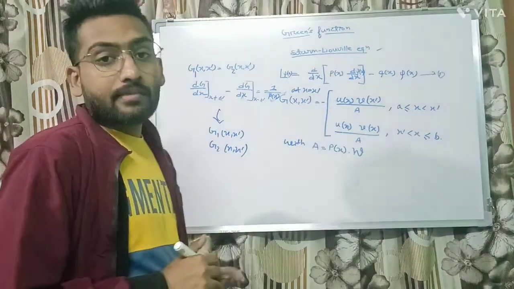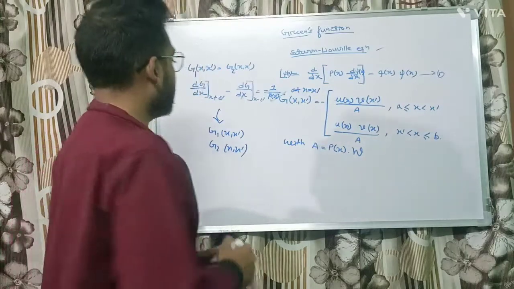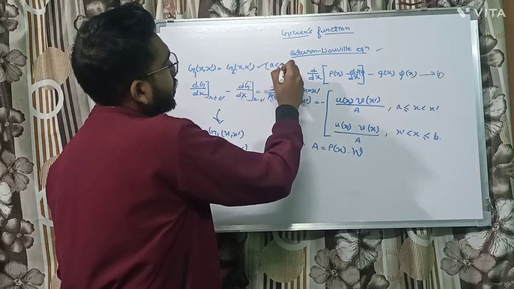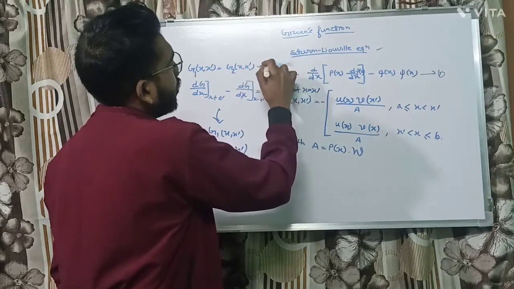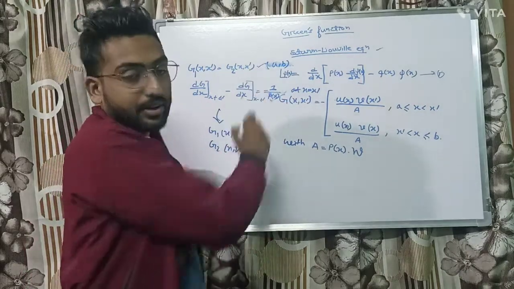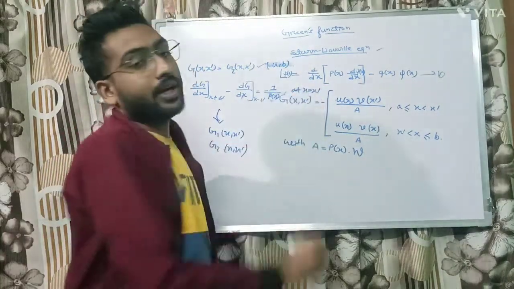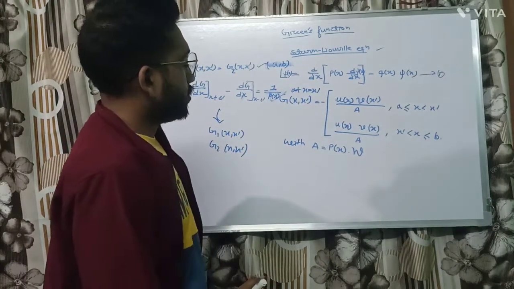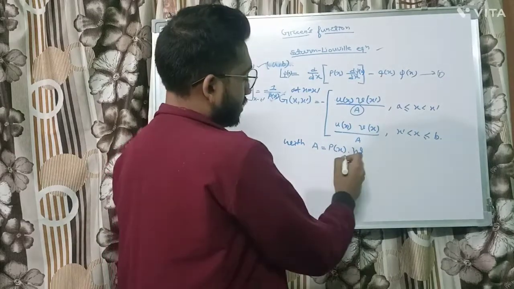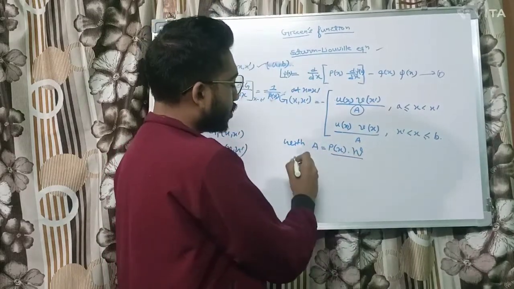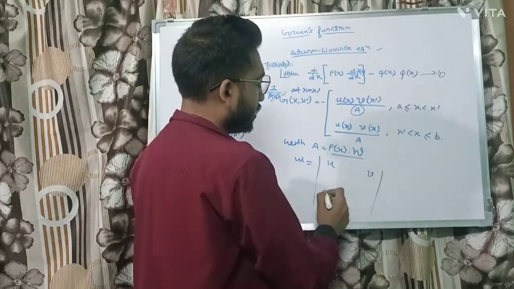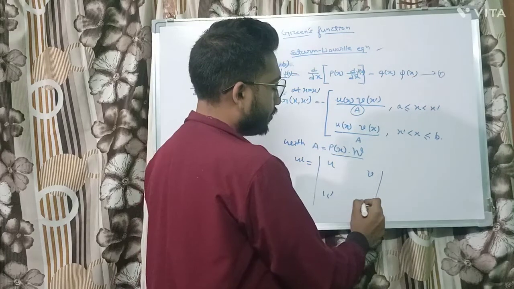I have to remember two properties of the Green's function always. The first one is that the Green's function is always continuous in the open interval (a, b). And the derivative of the Green's function has a discontinuity at x equal x'. Here a is a constant which can be evaluated as p(x) times W, where W is the Wronskian. We all know about the Wronskian: W equals u v' minus u' v.